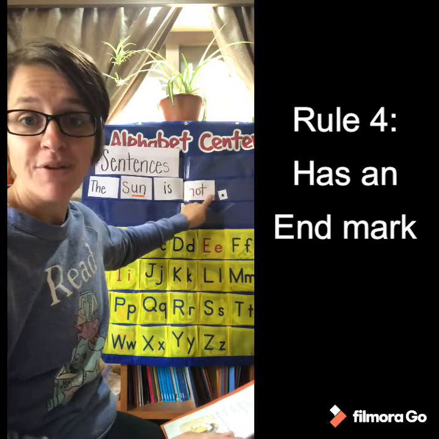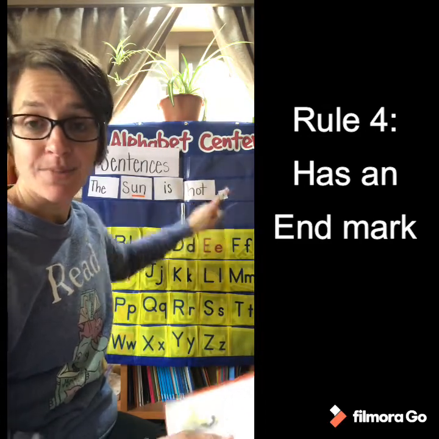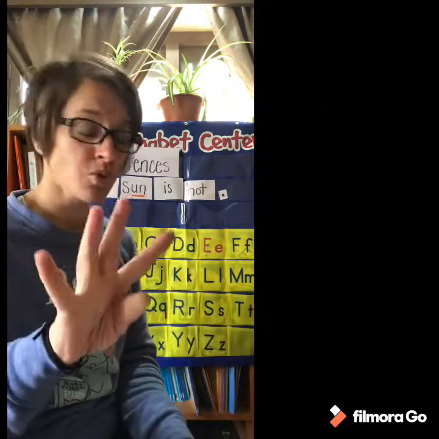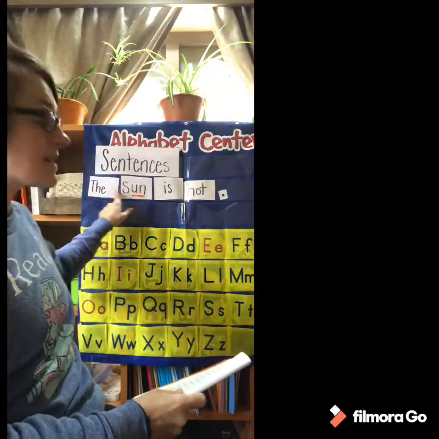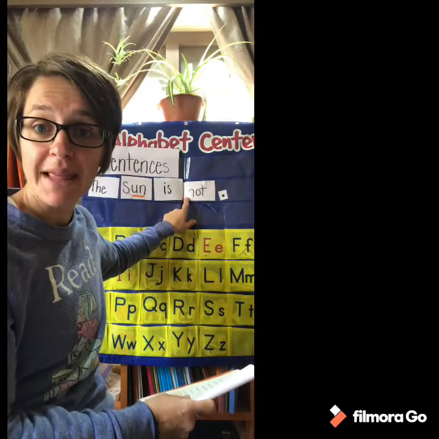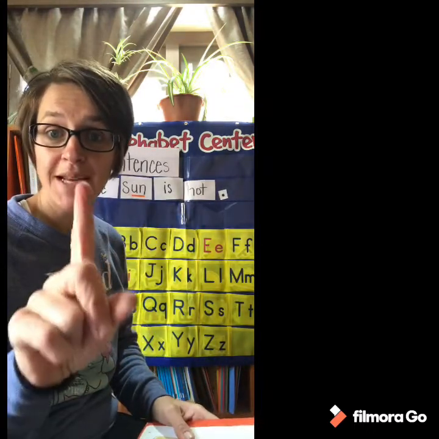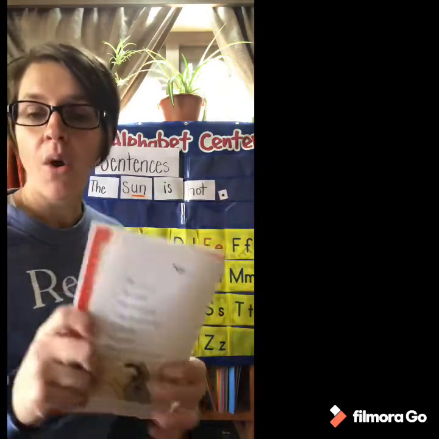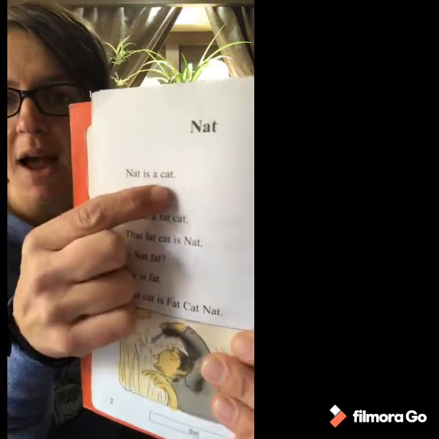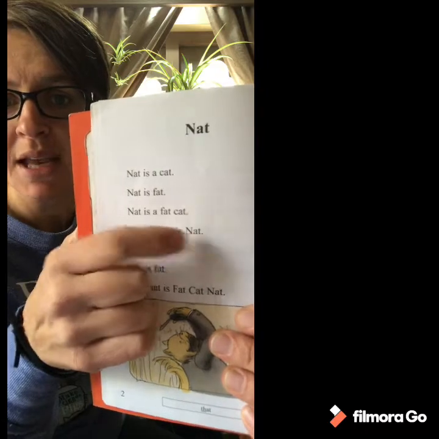All right, so every sentence has to have an end mark. There's those 4 rules. A sentence begins with a capital letter. A sentence makes sense and is a complete thought. And the third one is a finger space between each word. And lastly, every sentence has an end mark, like a full stop, or we'll learn other end marks later. So you can see there's a full stop at the end of each sentence in your story.